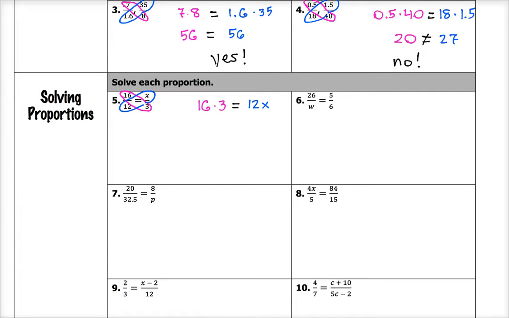Okay, so 16 times 3 is 48. So we have 48 equals 12x. Now we're going to solve this equation for x to find what x needs to be to make this a true proportion. That just means we're dividing both sides by 12. And x comes out to be 4.